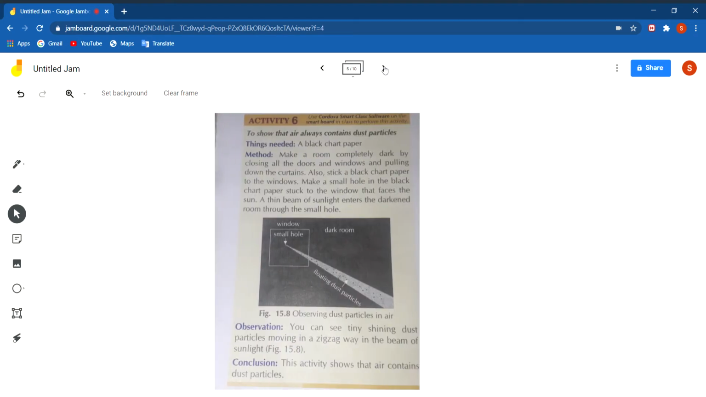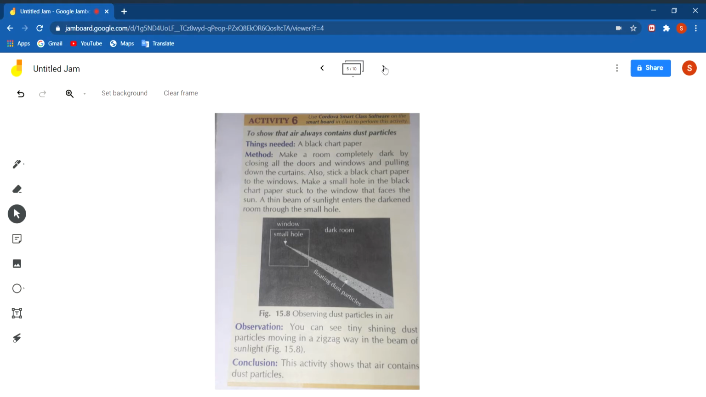Next experiment is to show that air contains dust particles. This experiment, knowingly or unknowingly, you must have seen in any home. When you get up in the morning and look at the ventilator and the sun is shining there outside, when you look at the ventilator of your room, you can see a shiny cone or shiny rays of dust entering your room from the ventilator. Have you seen that? The same thing we are going to perform as an experiment.